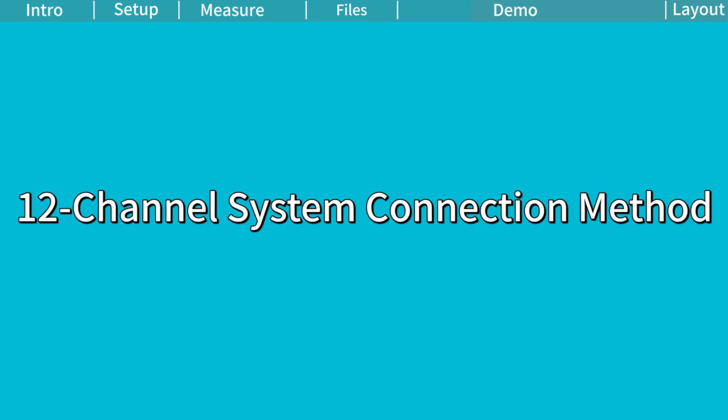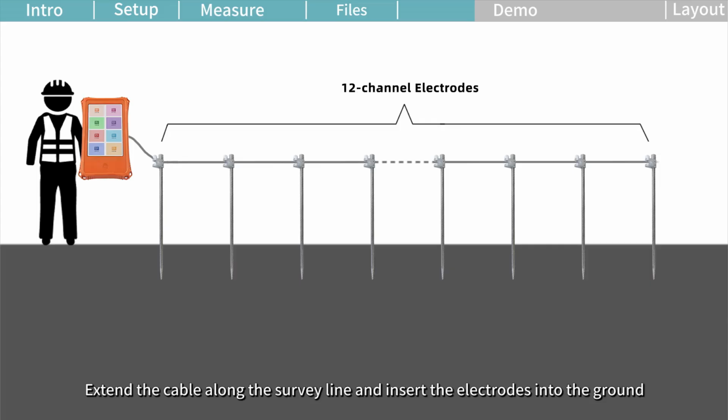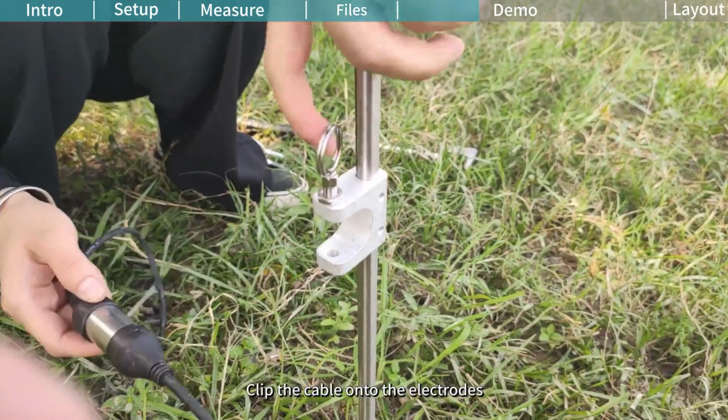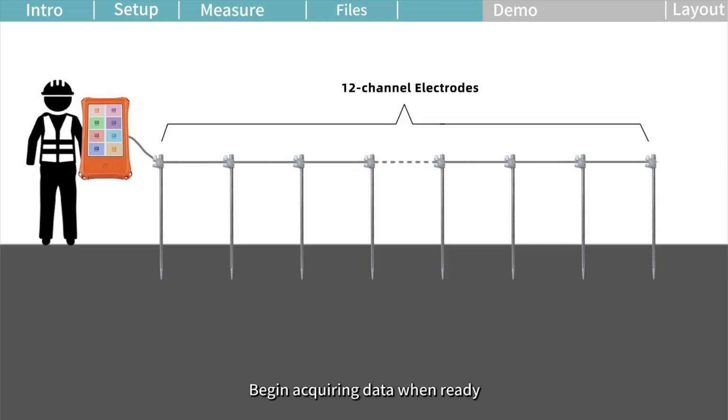12-channel system connection method. Connect the measurement cable to the main unit. Extend the cable along the survey line and insert the electrodes into the ground. Clip the cable onto the electrodes. Begin acquiring data when ready.